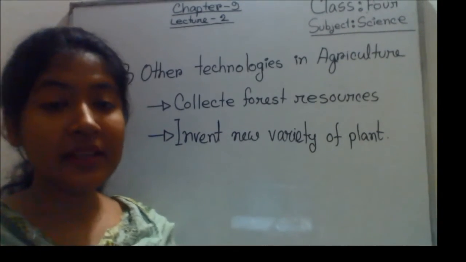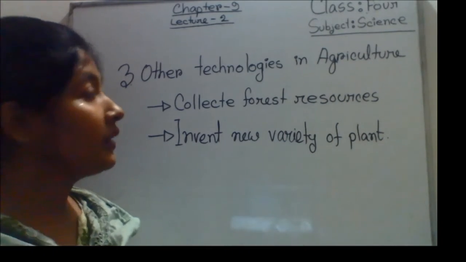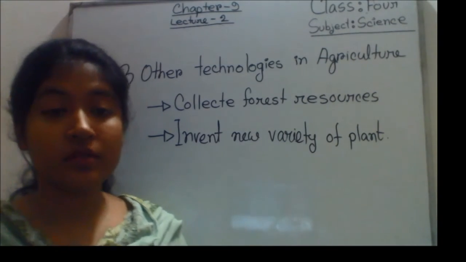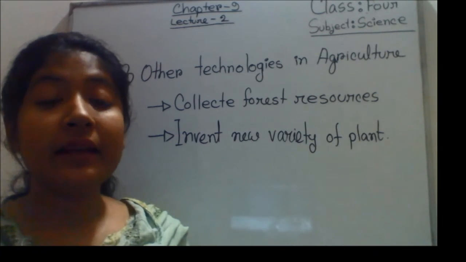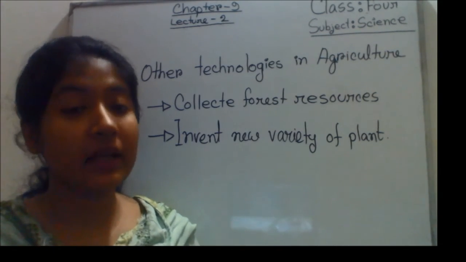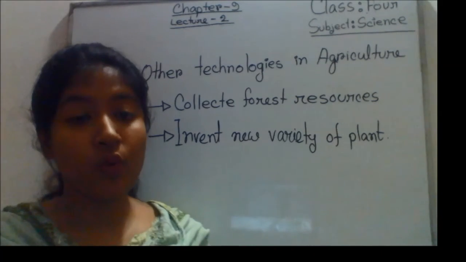Our third topic is other technologies in agriculture. We can collect our forest resources with the help of modern technologies. It can reduce the time of collecting resources, and we can accomplish our work very quickly.